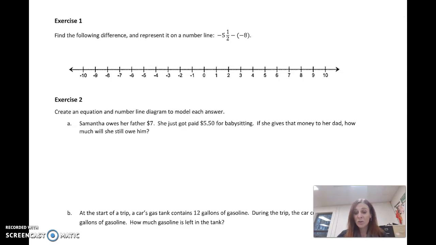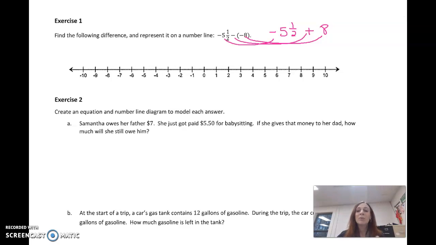I want to change it to addition. So I'm going to say keep the negative 5.5. And a lot of times we want to change that first number, especially if it's negative. No. I want to change the minus to a plus, and I want to change negative 8 to its opposite, which is a positive 8. All right, so this is negative 5.5 plus 8.